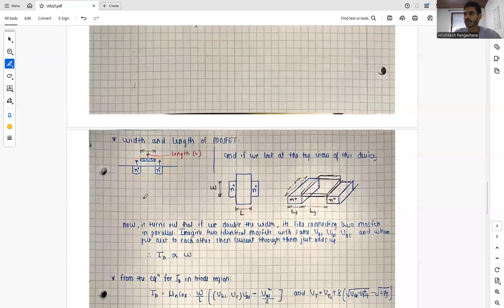the structure of the MOSFET in this way, this is what the length of the MOSFET is. And if we look at the top view of this device, we have a structure something like this, where we have the drain and source, and we have the gate, and thus we can get the width and the length. If we plot it in three dimensions, this is our drain and source, and this is our gate. So this is the width of the MOSFET, and this is the length of the gate, which is the length of the MOSFET.